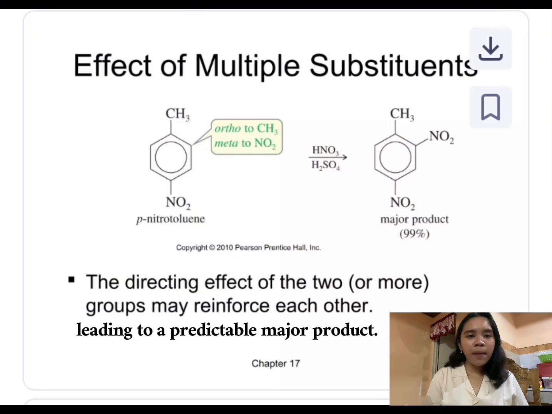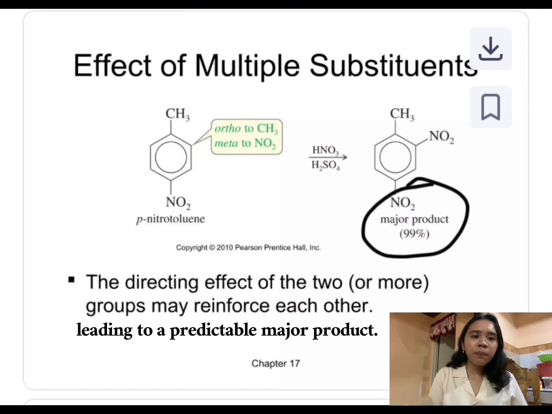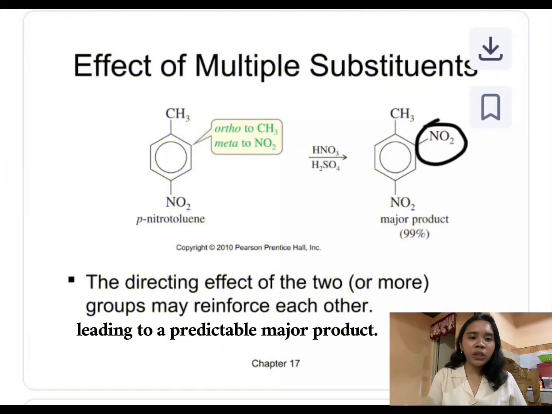These present an example reaction where p-nitrotoluene undergoes nitration. The key point is that the methyl group is ortho or para directing while the nitro group is meta directing. In this specific case, the ortho directing effect of the methyl group is stronger, resulting in the major product being the one with the second nitro group in the ortho position relative to the methyl group. This emphasizes that the directing effects of multiple substituents can reinforce each other.